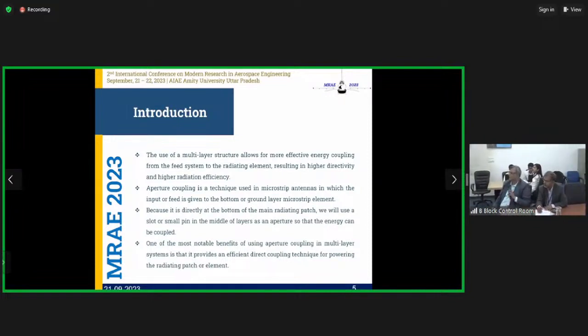The use of a multi-layer structure allows for more effective energy coupling from the feed system.